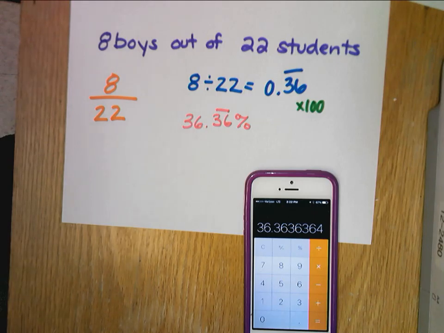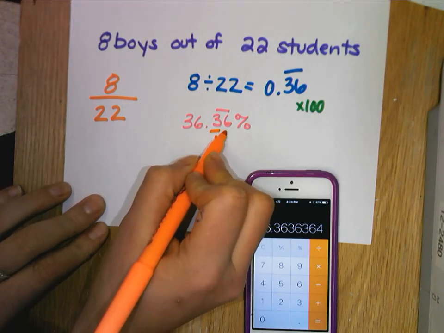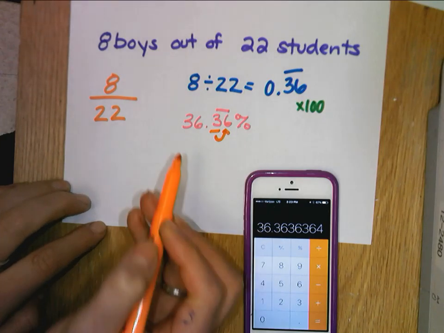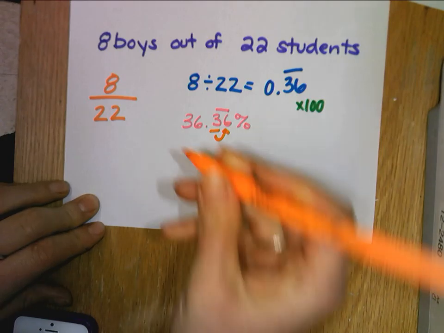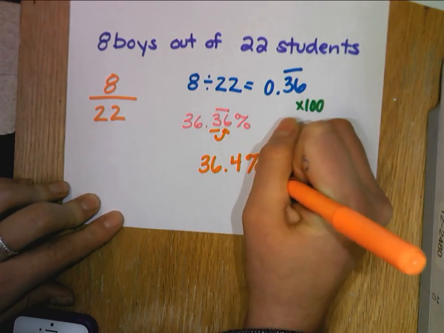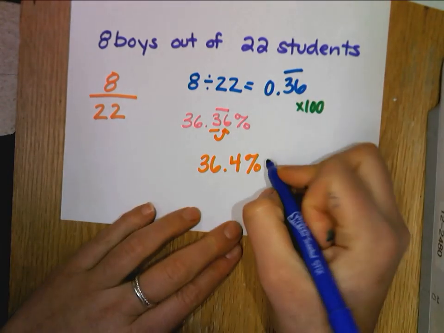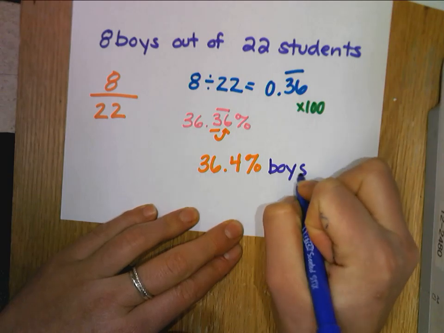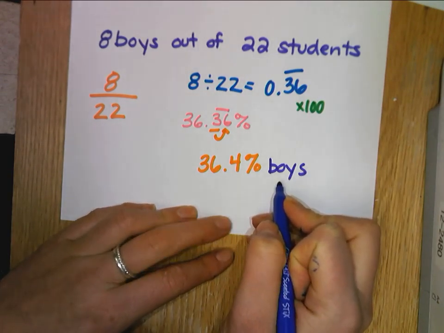And in order to be consistent with my first problem, I would like to round this to the tenths place. So I will look at my tenths. I see I have a 3, and the next digit is a 6. The 6 tells me that I need to round up, so I'm going to be going now to 36.4% of my class would be boys. So 36.4% of the class of 22 are boys.